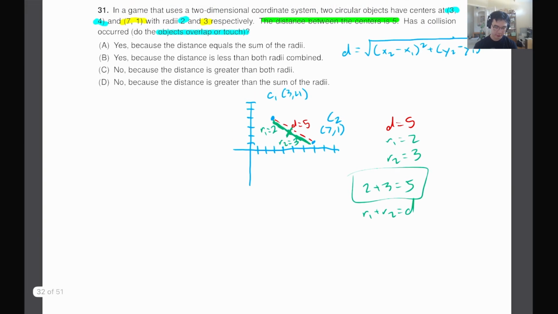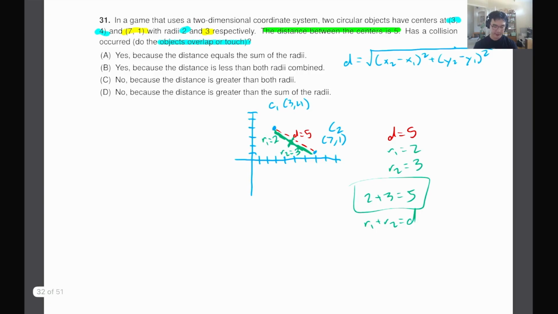So looking back at the question, it asks, has a collision occurred? Which is defined as they're overlapping or touching. And because they touch, our answer is yes. Okay, because they're touching.